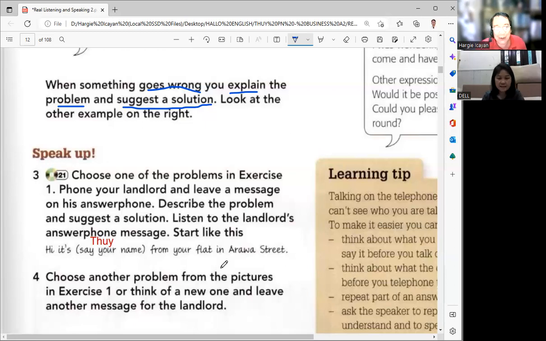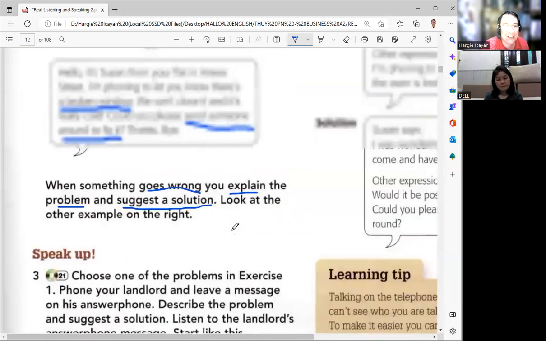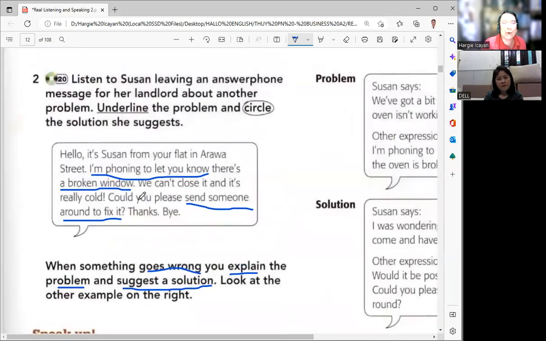Let's say, for example, hi, it's Toy from your flat in Arawa Street. I'm phoning to let you know that there's a broken window. We can't close it and it's really cold. Could you please send someone around to fix it? Thanks. Bye. Okay? So that is how you are going to do it, Toy.